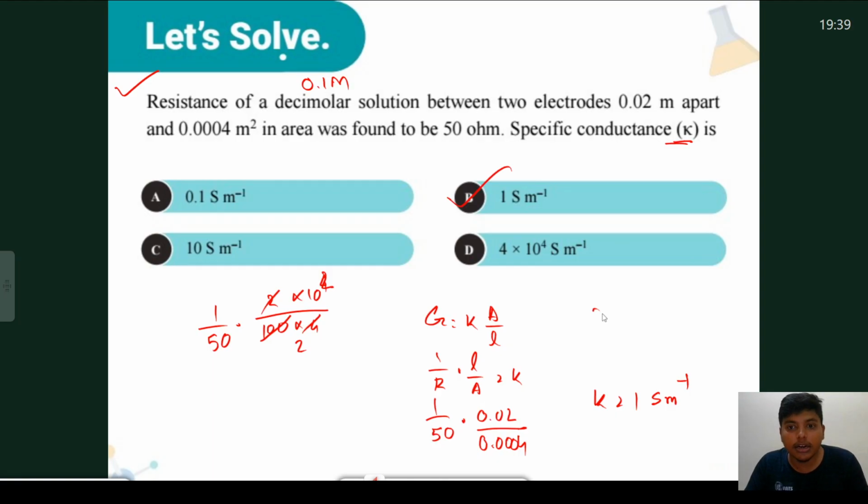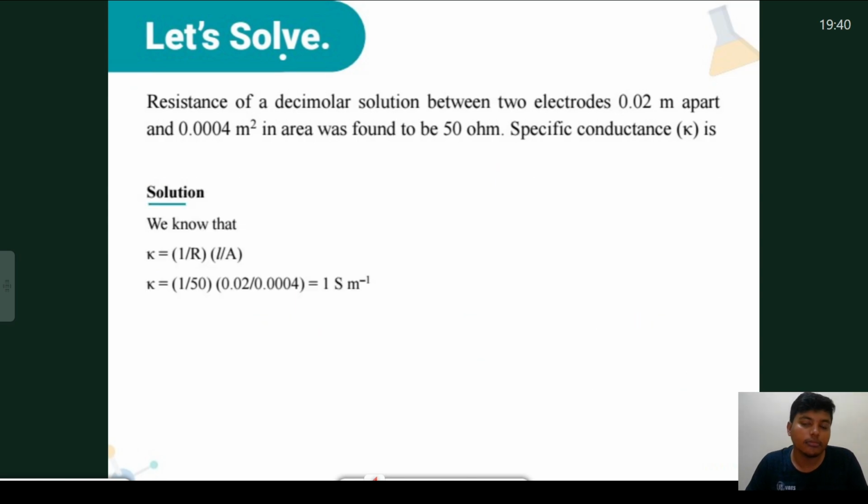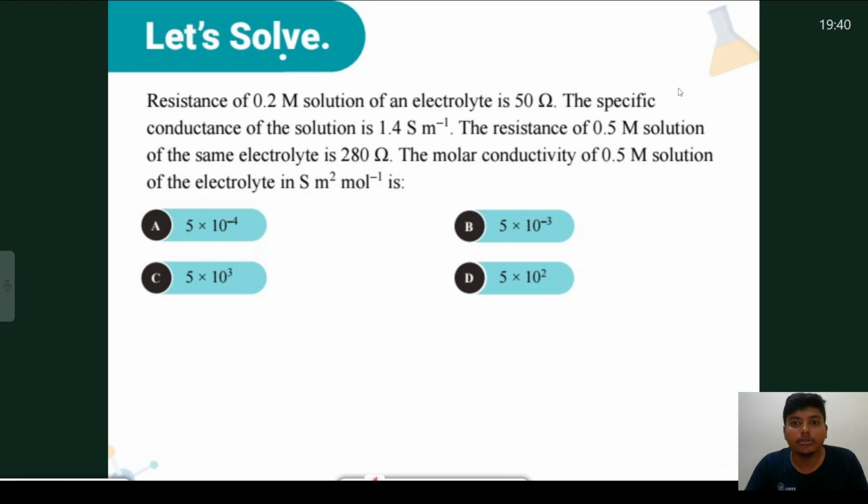If they are asking for molar conductance, lambda m, then 1 into... see, we are already calculating in meters, so no need to multiply with 1000. So 1 by 0.1, it will become 10 as the molar conductance. Understood? Next question. Molar conductivity.